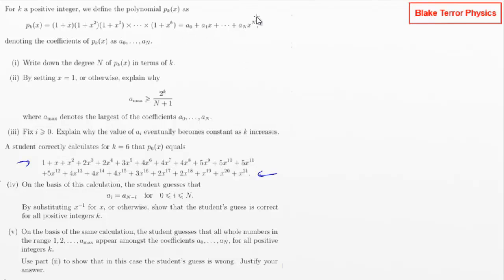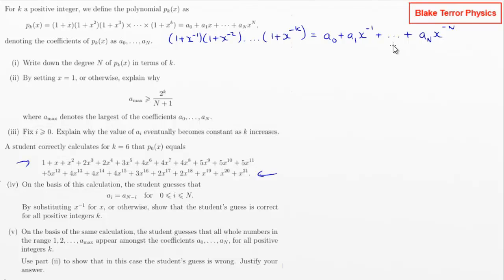Okay, so let's give this a bash then. So let's put in x to the minus 1 in all of this. So we've got 1 plus x to the minus 1, and 1 plus x to the minus 2, and this is going to keep on going up to 1 plus x to the minus k. And then that is going to be equal to a0 plus a1 x to the minus 1 plus dot dot dot plus an x to the, where am I, minus n. Right, that's that. So let's put x to the minus 1 in.